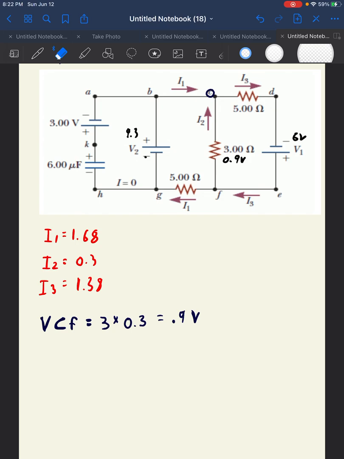Looking at the resistor FG right here, so voltage of FG, that would equal 5 times I1. I1 is 1.68, which then gives us 8.4 volts.